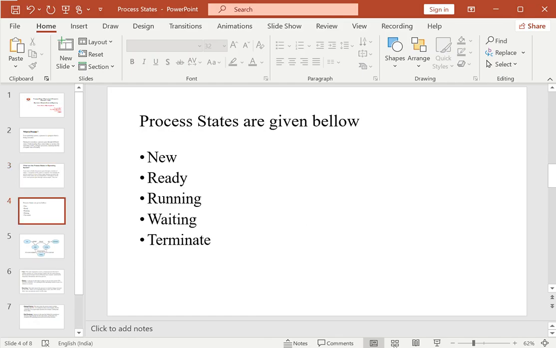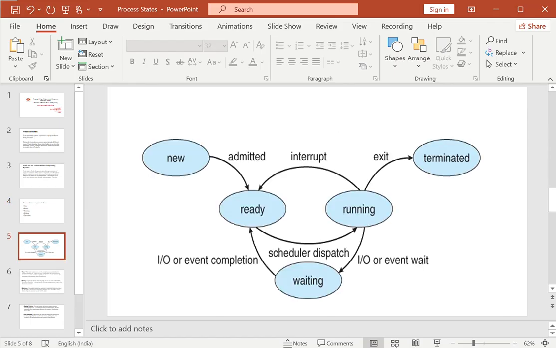These are the process states in the process state diagram. First one is the new state, second one is the ready state, third one is the running state, fourth one is the waiting state, and fifth one is the terminate state. In new state, the process is just being created and it's not yet in the memory. We will see the diagram of process state.